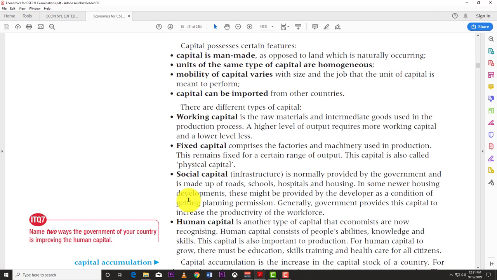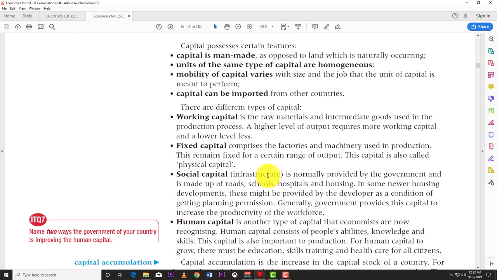They're going to be used up during production, working capital. And the other one, you have fixed capital. Now, fixed capital comprises those fixed assets. Those are the things that remain after production has taken place. For example, again, I'm going to use the bakery analogy. If you're a baker, your fixed capital would include your stove, your oven, your delivery van. After you bake a batch of bread, your pans are going to remain, your oven is going to remain, your van is going to remain. So those are your fixed assets, your fixed capital.